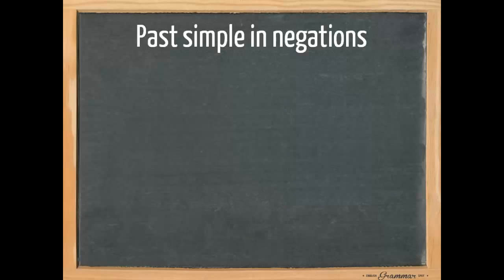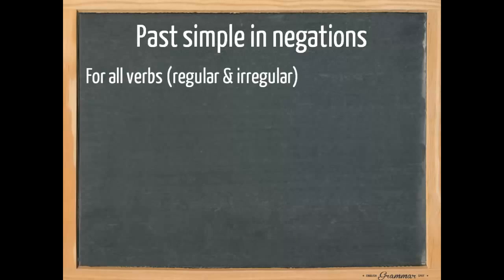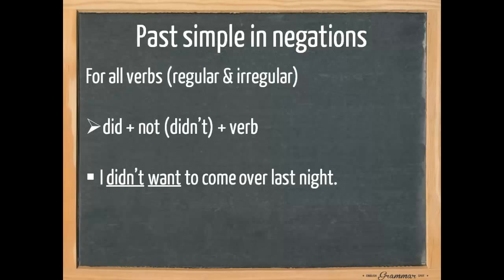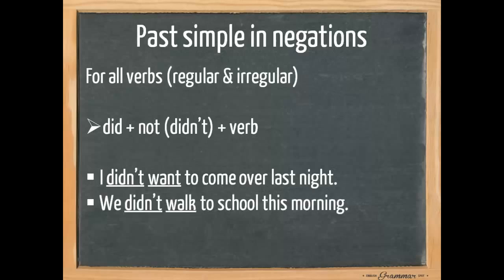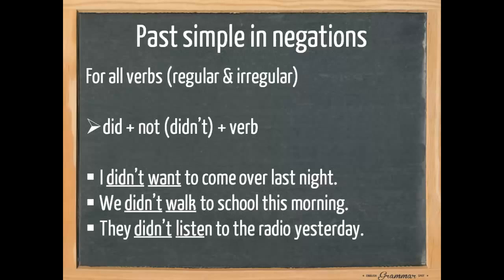For the past simple in negations, regular and irregular, we also use the past simple tense of the auxiliary verb to do, which is did, and we add not to it, contracting it into didn't, plus the infinitive form of the verb. I didn't want to come over last night. We didn't walk to school this morning. And they didn't listen to the radio yesterday.